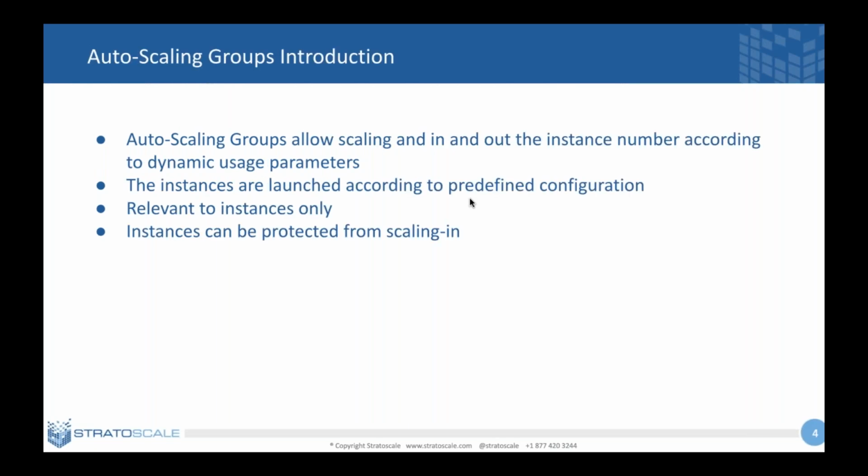So what exactly is the auto-scaling group? Auto-scaling group allows you to scale in and out. I remind you guys, to scale out means to increase the number of instances in the cloud, as opposed to scaling up, which is actually increasing the size of an instance in the cloud. So you remember, you're allowed to scale out the number of instances.